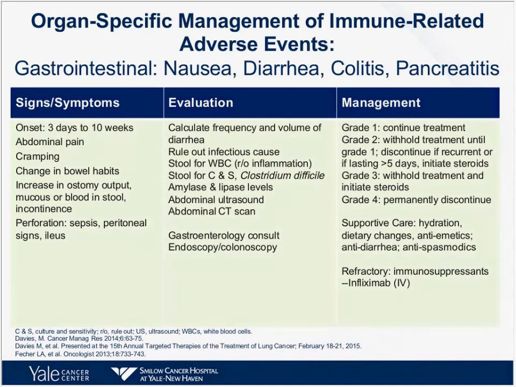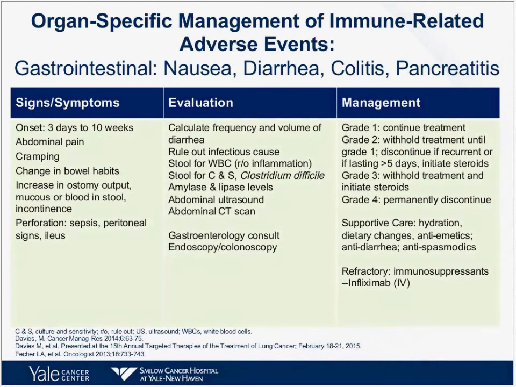If they have a grade 1 toxicity, we would continue checkpoint therapy. For grade 2, withhold the treatment until the patient's symptoms return to grade 1. Discontinue the checkpoint inhibitor if there is recurrence or if the symptoms last more than 5 days, and steroids would be initiated at grade 2. For grade 3 diarrhea, you withhold the treatment and initiate steroids. If a patient returns to grade 1, you can consider restarting the checkpoint inhibitor. A grade 4 toxicity is grounds for permanent discontinuation.